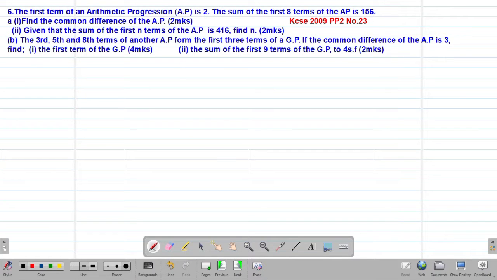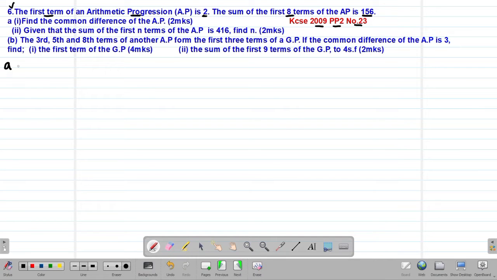Welcome to today's class. It's our 11th lesson on Form 3 mathematics, on the topic called sequences and series. So we are looking at our 6th example on progressions, which is a past KCSE question tested in 2019, paper 2, question number 23. It reads that the first term of an arithmetic progression is 2. The sum of the first 8 terms of the AP is 156.